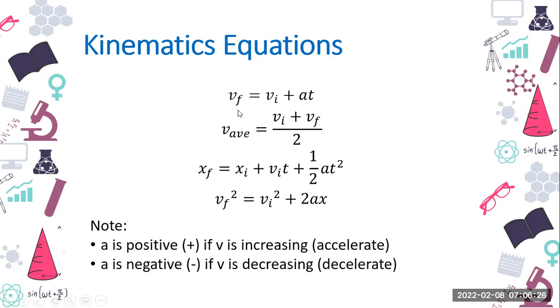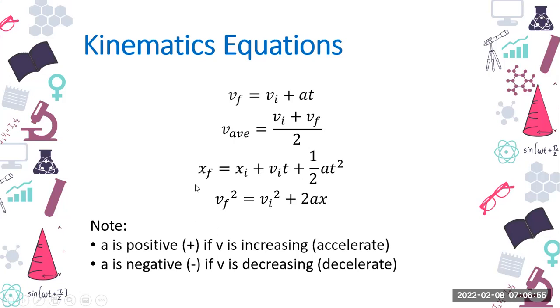The first one is final velocity. You might find other subscripts or notations in other references. For the rest of the problems, I will be using the following. So this is final velocity equals initial velocity plus at, or acceleration times time. We also have a formula for average velocity. That's just, of course, taking the average of the two quantities, initial and final velocity.